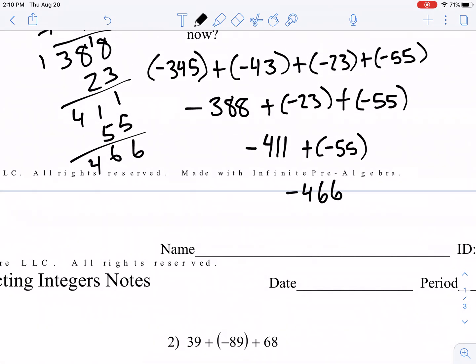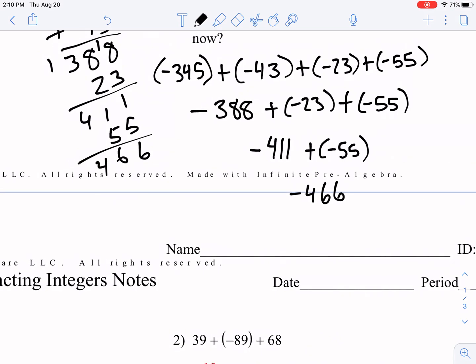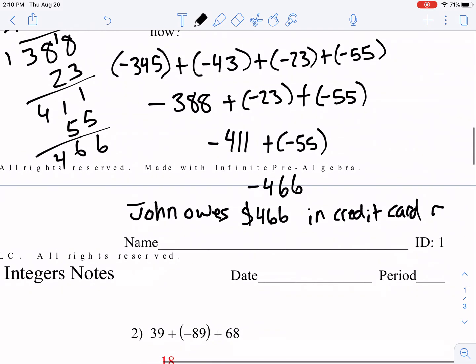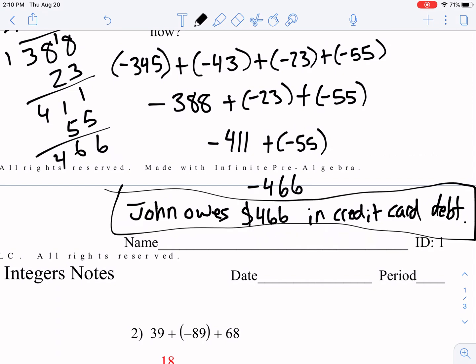So the way we want to write our solution is John owes $466 in credit card debt. Okay, so this would be our final solution. Now you would say, Mr. P, why do I put a negative sign there? Well, that negative sign is implied when we say owes, okay? We're saying he owes $466. We don't need to include the negative sign there. It's implied with that, okay?